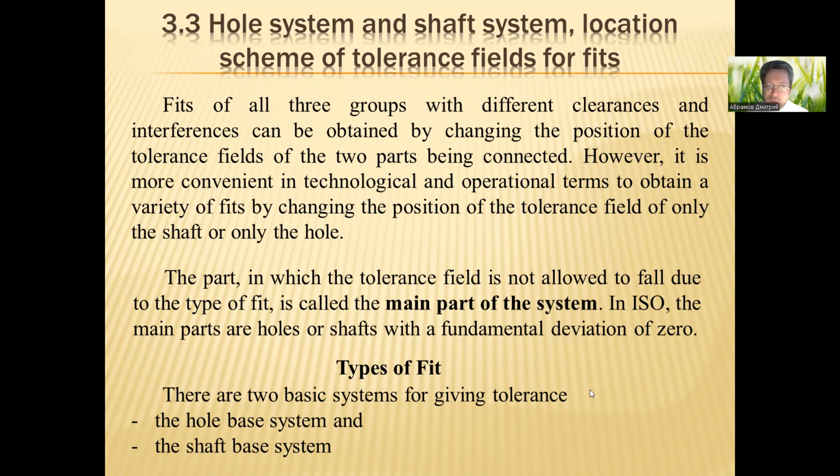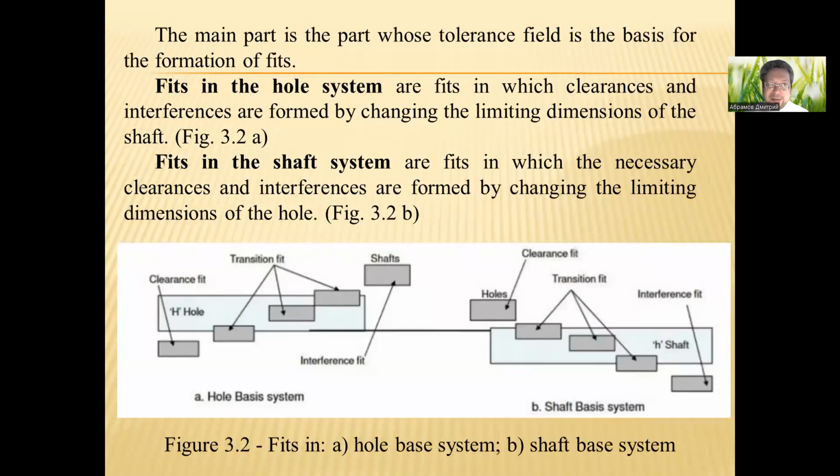The part in which the tolerance field is not changed due to the type of fit is called the main part of the system. In ISO, the main parts are holes or shafts with a fundamental deviation of 0. Types of fit. There are two basic systems for a given tolerance: the hole-based system and the shaft-based system. The main part is the part whose tolerance field is the basis for the formation of fits.